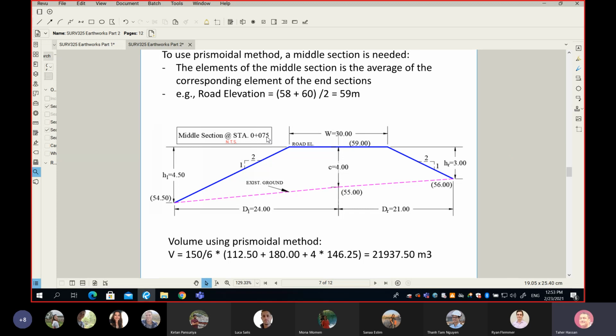And I know some of you will say, oh, Tahir, that's super difficult. How can we find the middle section? I will tell you, it is not very difficult. The middle section is simply an average of everything. What does it mean? For example, watch this.